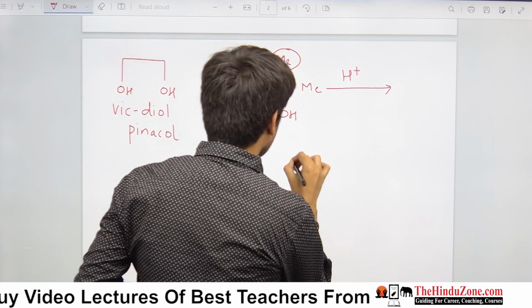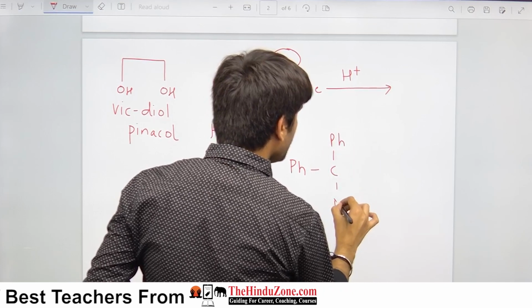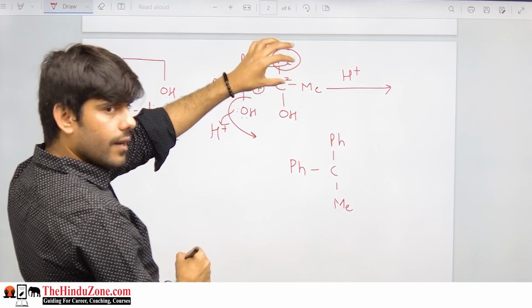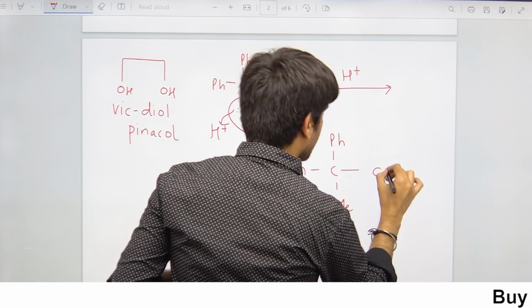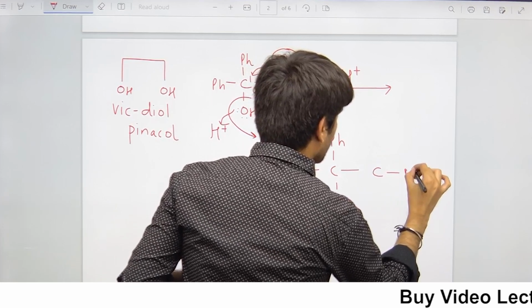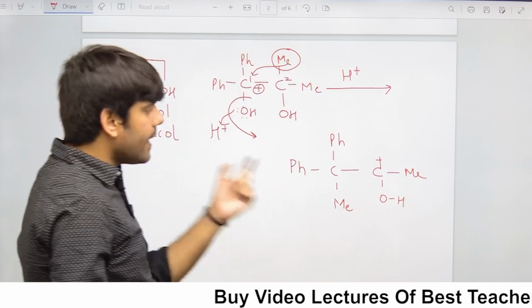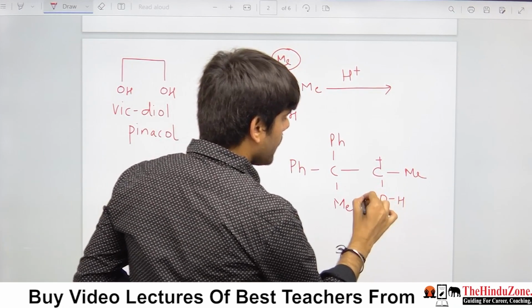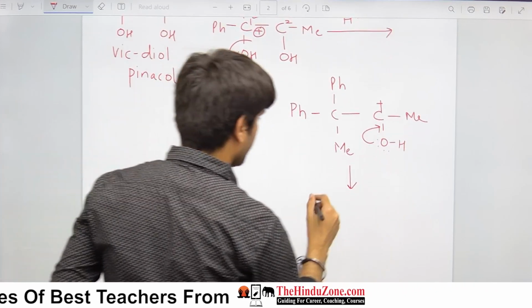So what I will get is something of this sort. After the migration of methyl, since I have two methyls, it doesn't matter, I need to shift one of the methyls, and this is what I will get, and a positive here. In the next step, the lone pair of electrons on this oxygen will be shifted over here. What I will get is this.